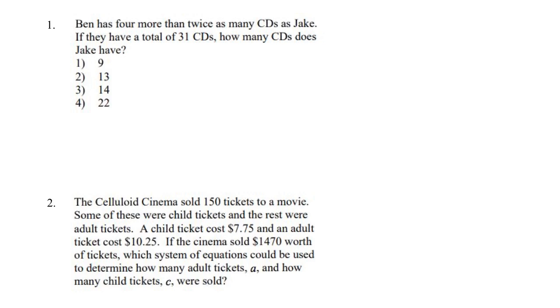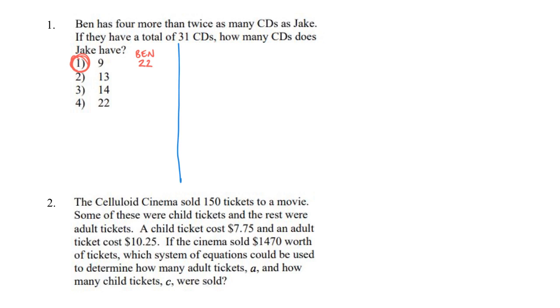So if Jake has 9, then that means that Ben would have 22. And if you add 9 and 22, you get the 31 that we're looking for. So just like that, we have the right answer. Now, of course, this can also be done algebraically. So let's talk about how to do that.